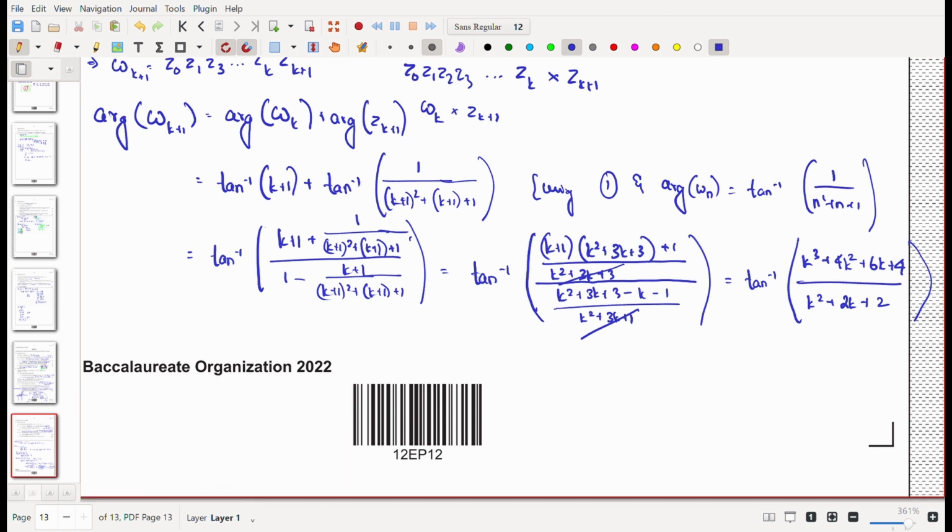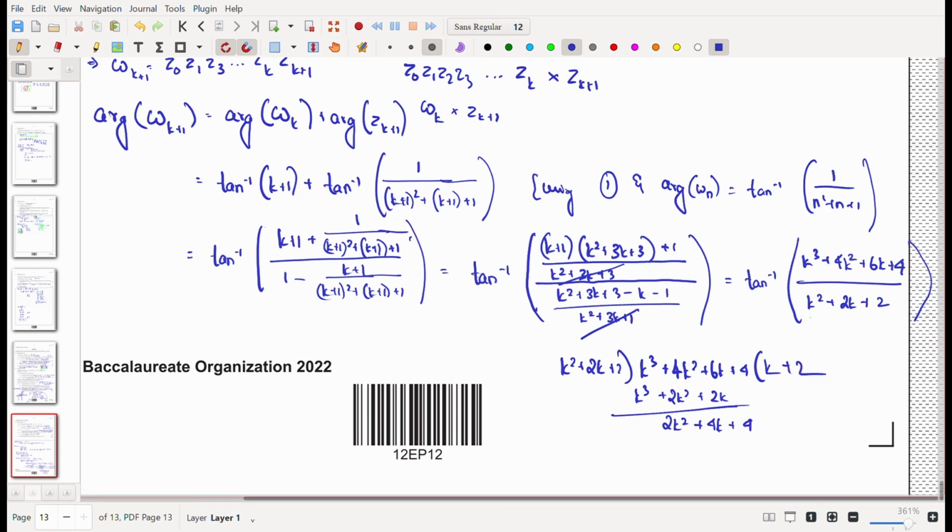And now, I mean, this seems kind of like a wall, doesn't it? But this cannot be factorized. So that means that we can't cancel out things either. So how about we try polynomial division? K squared plus 2k plus 2, k cubed plus 4k squared plus 6k plus 4. So k, get k cubed plus 2k squared plus 2k, 2k squared plus 4k plus 4 plus 2. And that's it. So that means if you cancel out this denominator and this numerator, you'll get k plus 2.